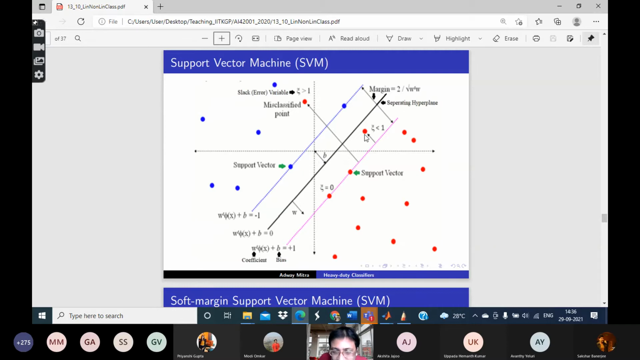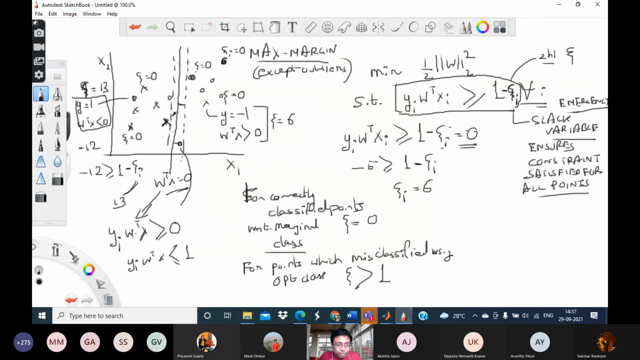Now if you consider this particular point, it lies on the correct side of the optimal classifier. But if you consider the marginal classifier for the red class, you can see that this is misclassified. So for these kinds of points, we have W transpose X greater than 0 because they are correctly classified with respect to the optimal one, but it is less than 1 because it is not correctly classified with respect to the marginal classifier.